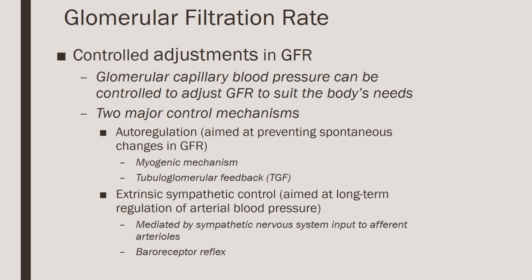Now, extrinsic control, this is now long-term regulation, and so a lot of this has to do with arterial blood pressure and ensuing vasoconstriction. And so the sympathetic nervous system is going to affect then the afferent arterioles, where it will cause constriction within the kidneys, and then the baroreceptor reflex will also have innervation with the sympathetic hormones, or will be influenced by parasympathetic hormones as well, such as acetylcholine.